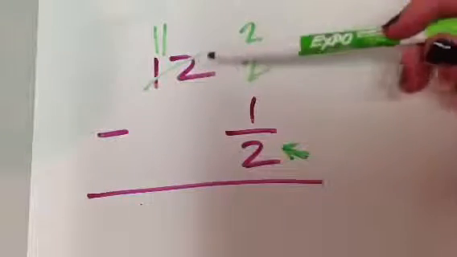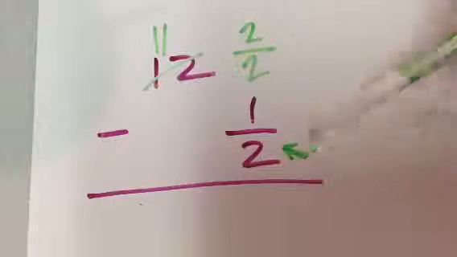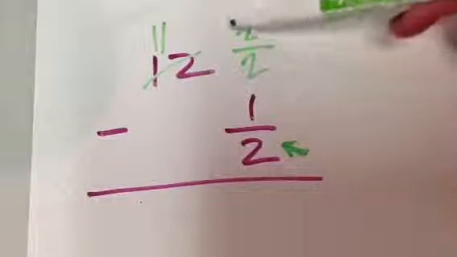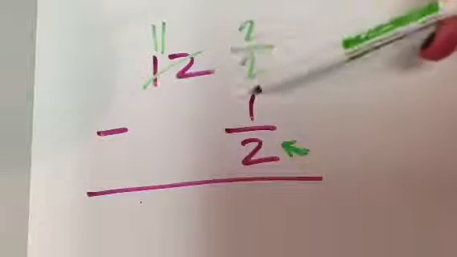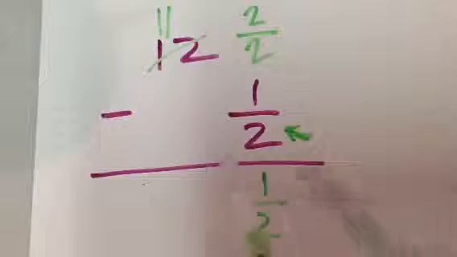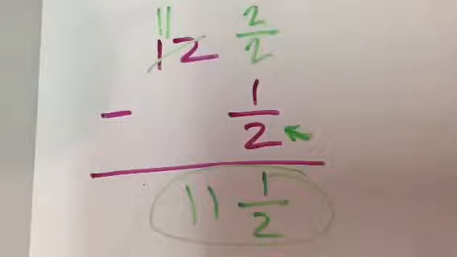Okay, so now I've turned this into a mixed number, right? I can now subtract this fraction from this fraction because I've borrowed and filled the fraction 0. Okay, so 2 minus 1 is 1. My bottom number stays the same. 11 minus 0 is 11. So there's that 11 and a half that I just sort of knew that 12 minus a half was going to equal. Let's look at another example.